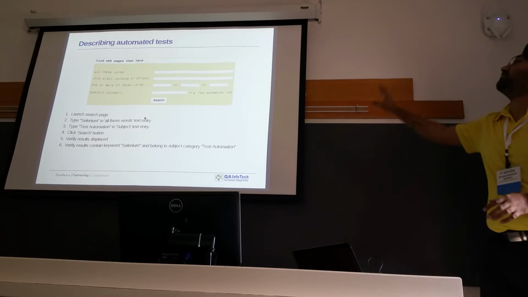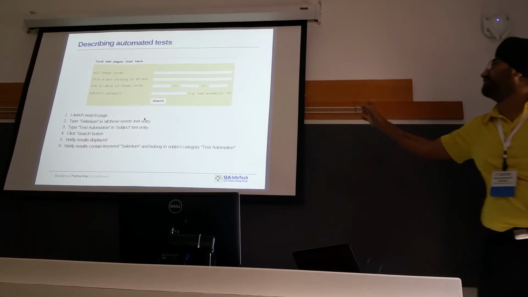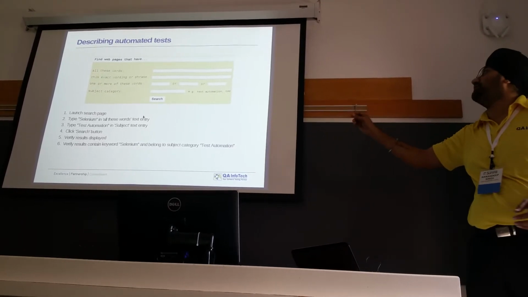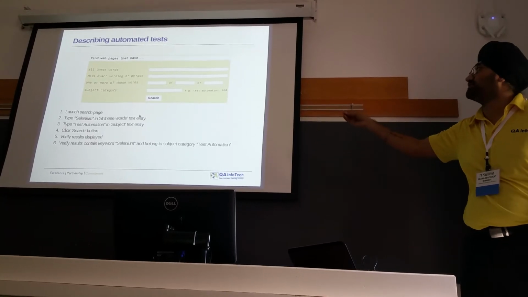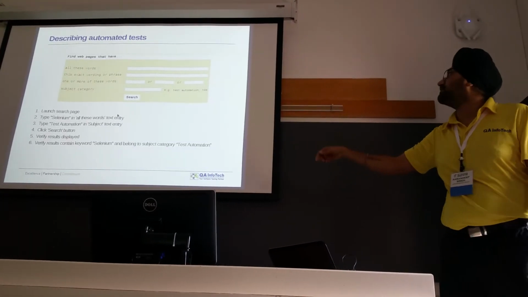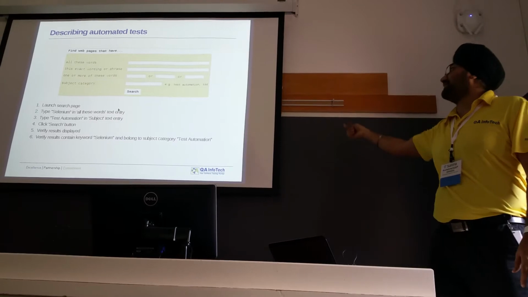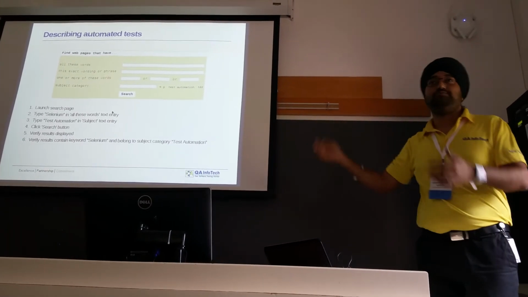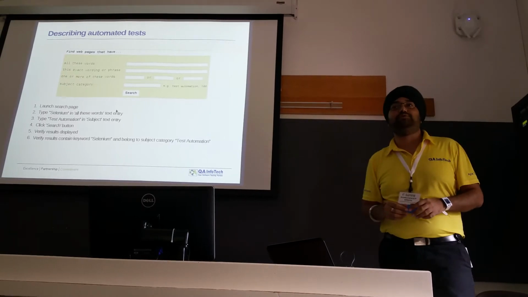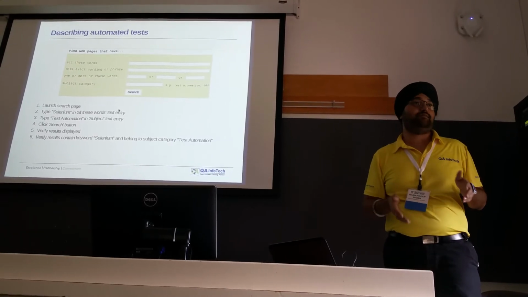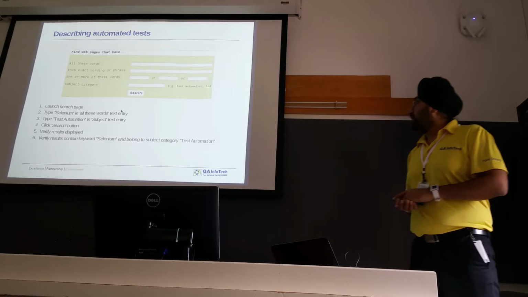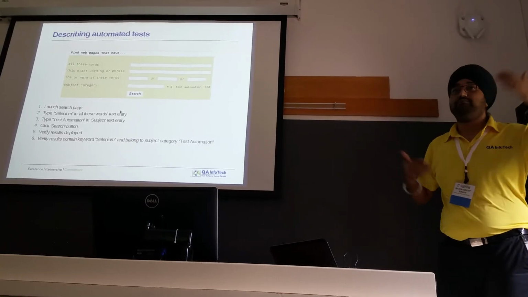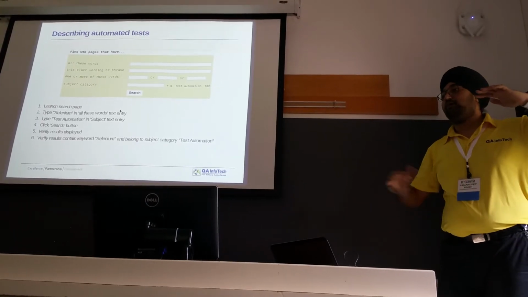Consider a search form of an application. It has basic controls: search by all these words, search by exact word or phrase, and some filters like subject category or more of these words. So there are a bunch of fields using which you can search for articles inside the database of an application. Now in order to automate this, I created a manual script, and then I created an automation script around that manual script.